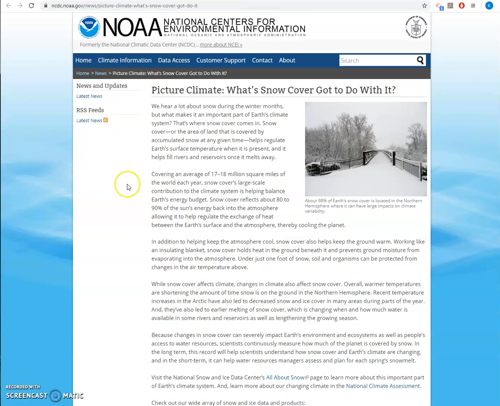Okay, here we go. Second source. What does snow cover have to do with climate? Well, in the winter, we've got snow, right? And this article is going to explain how much of the world is covered in snow and when the snow is there and all this stuff.